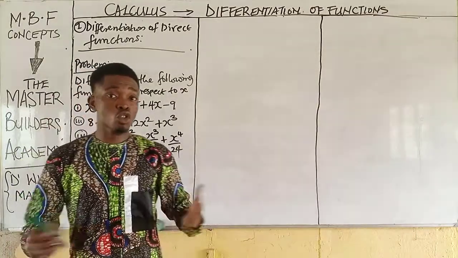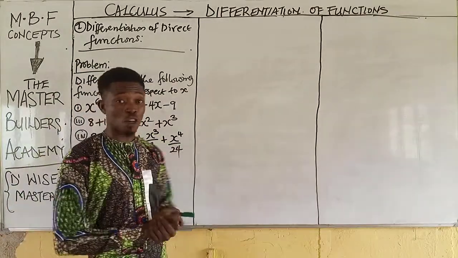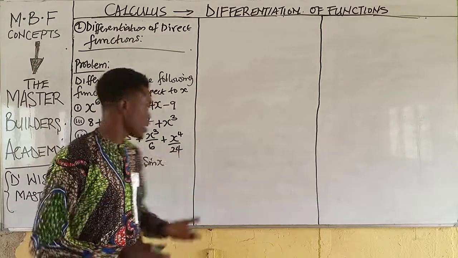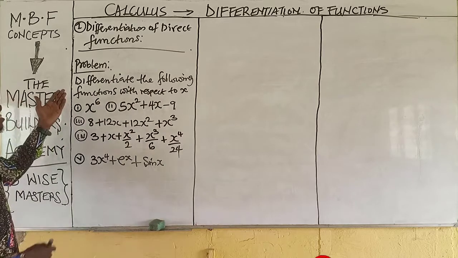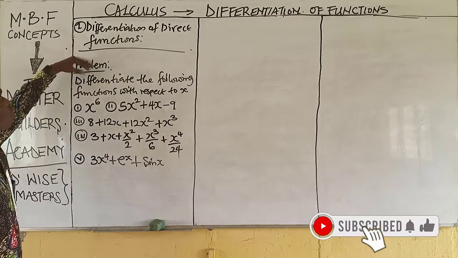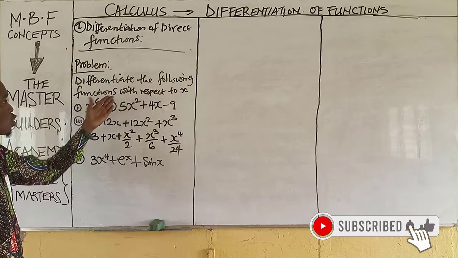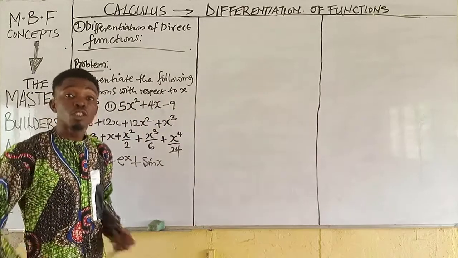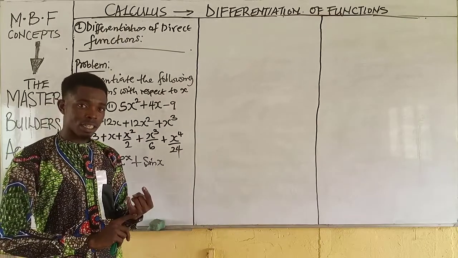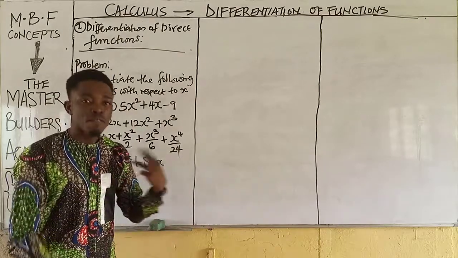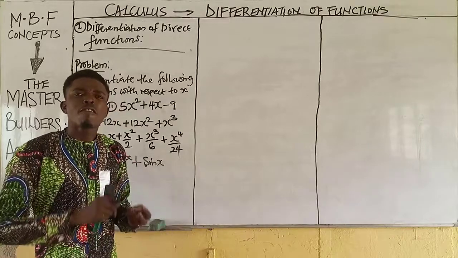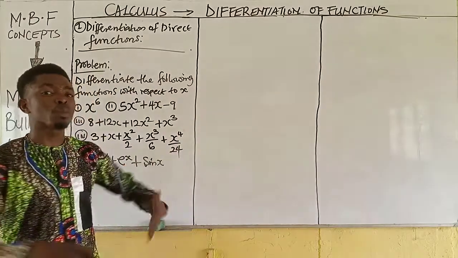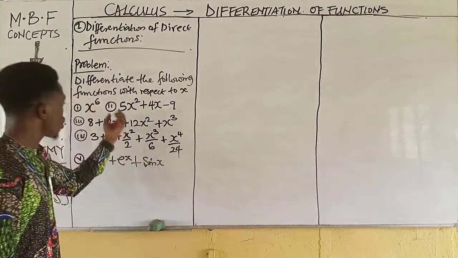And what are direct functions? Direct functions are functions where you have the relationship between two or more functions to be either plus or minus, like we have on the board. Now we are asked to differentiate the following functions with respect to x. And like I said before, in an objective question, you can be asked to find dy/dx, find y prime, find f prime of x, or obtain the first derivative. So in this question, we are going to be looking at the first derivative of each of these functions.